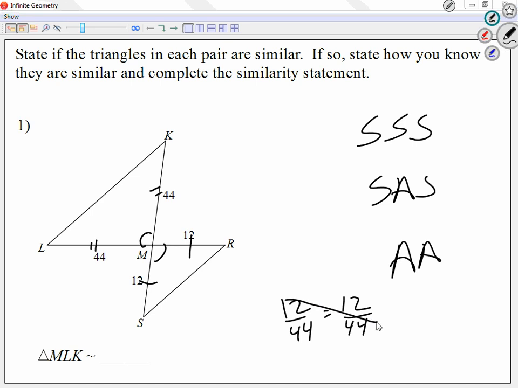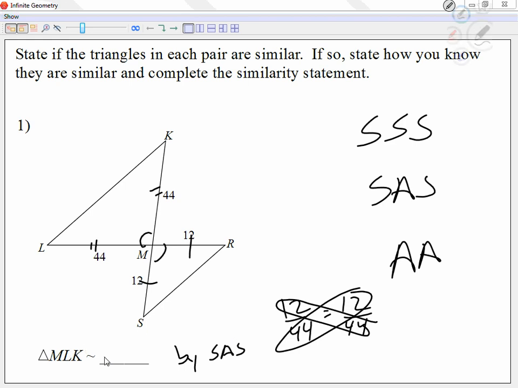So 12 times 44 is equal to 12 times 44. Right? It's the same thing. I'm not going to multiply it. Or if I was to simplify my fractions, I know they simplify to the same thing. So I'm using 2 sides and the angle in between. So I'm going to complete this by side, angle, side. So I'm going to say MLK is similar to triangle MRS. In this case, because it's an isosceles triangle, MRS, MSR, it will work. Order does matter, but because it's an isosceles triangle, MRS or MSR works.